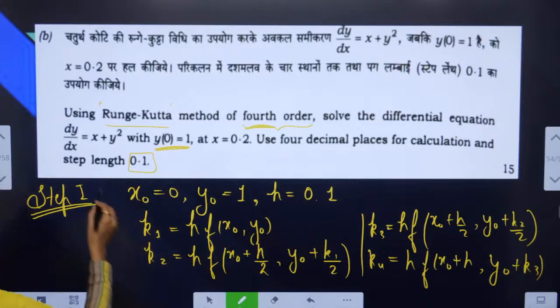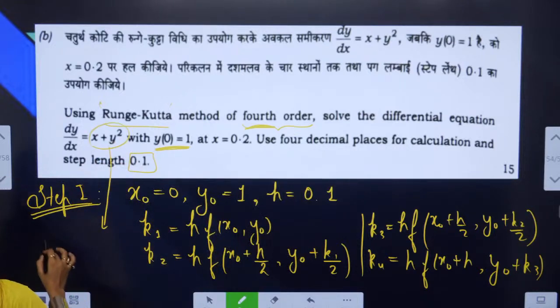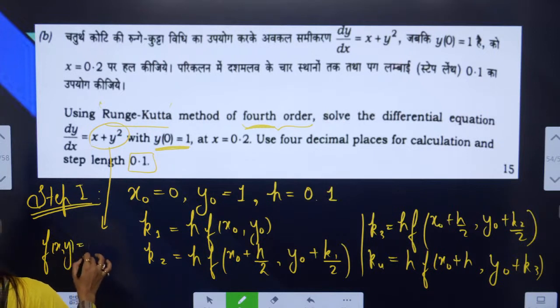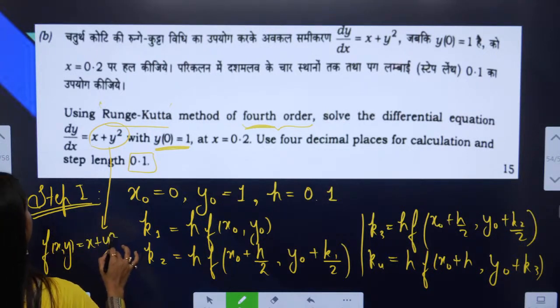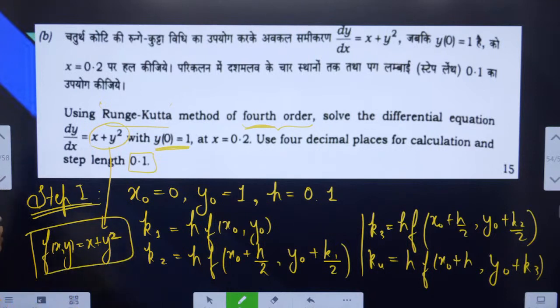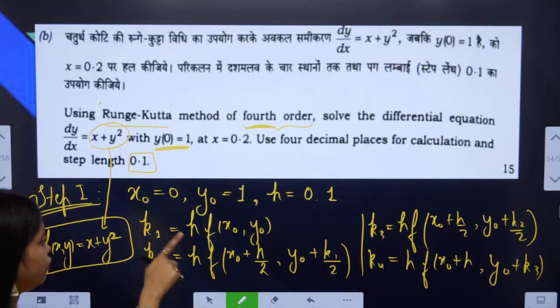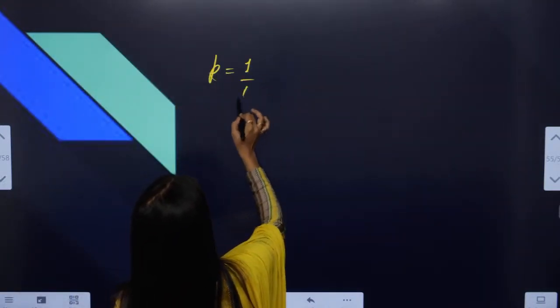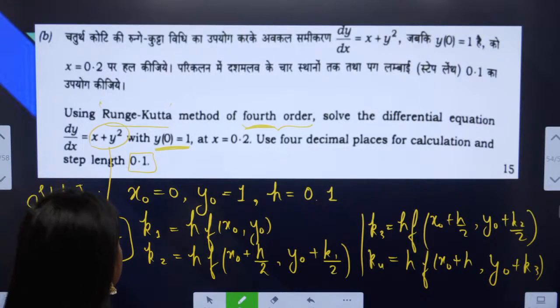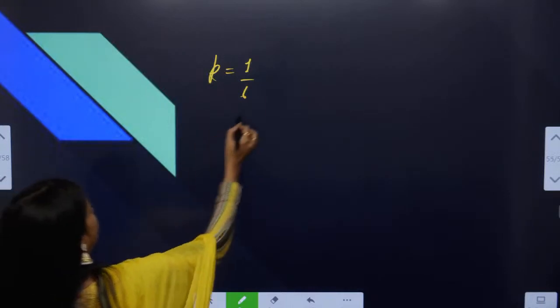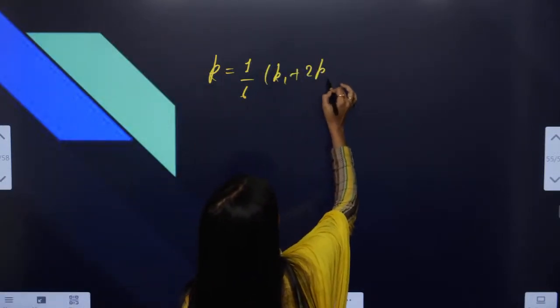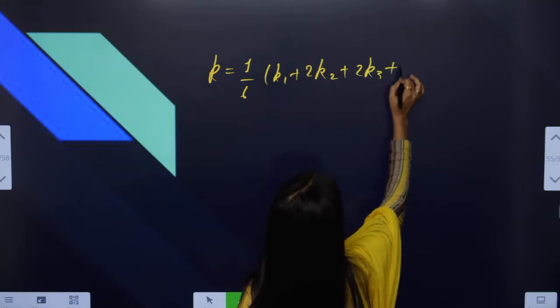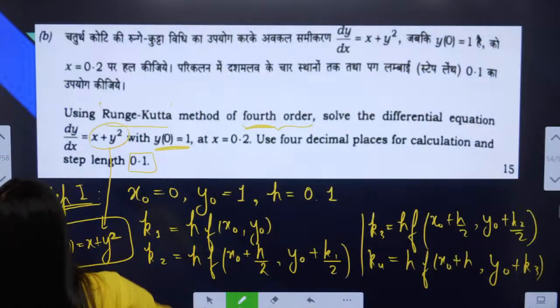Substitute all the values. You already have your f of x comma y. This is f of x comma y, this is x plus y square, right. So you calculate everything, you substitute all the values, you can get the value of K1, K2, K3, K4. At the end you have K also. K is 1 by 6 of these values. This is K1 plus 2 times K2 plus 2 times K3 plus K4. You can get the value of K also, right.